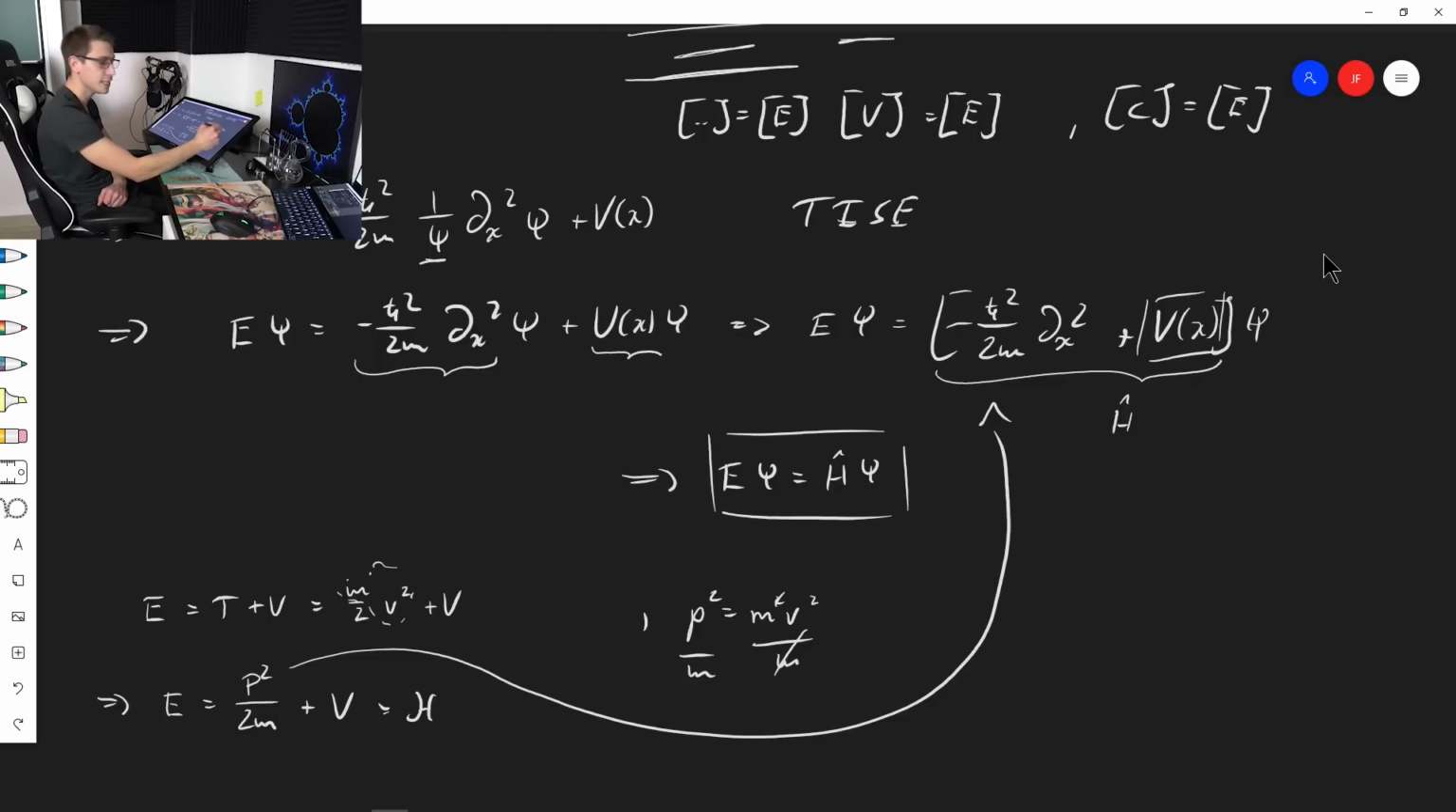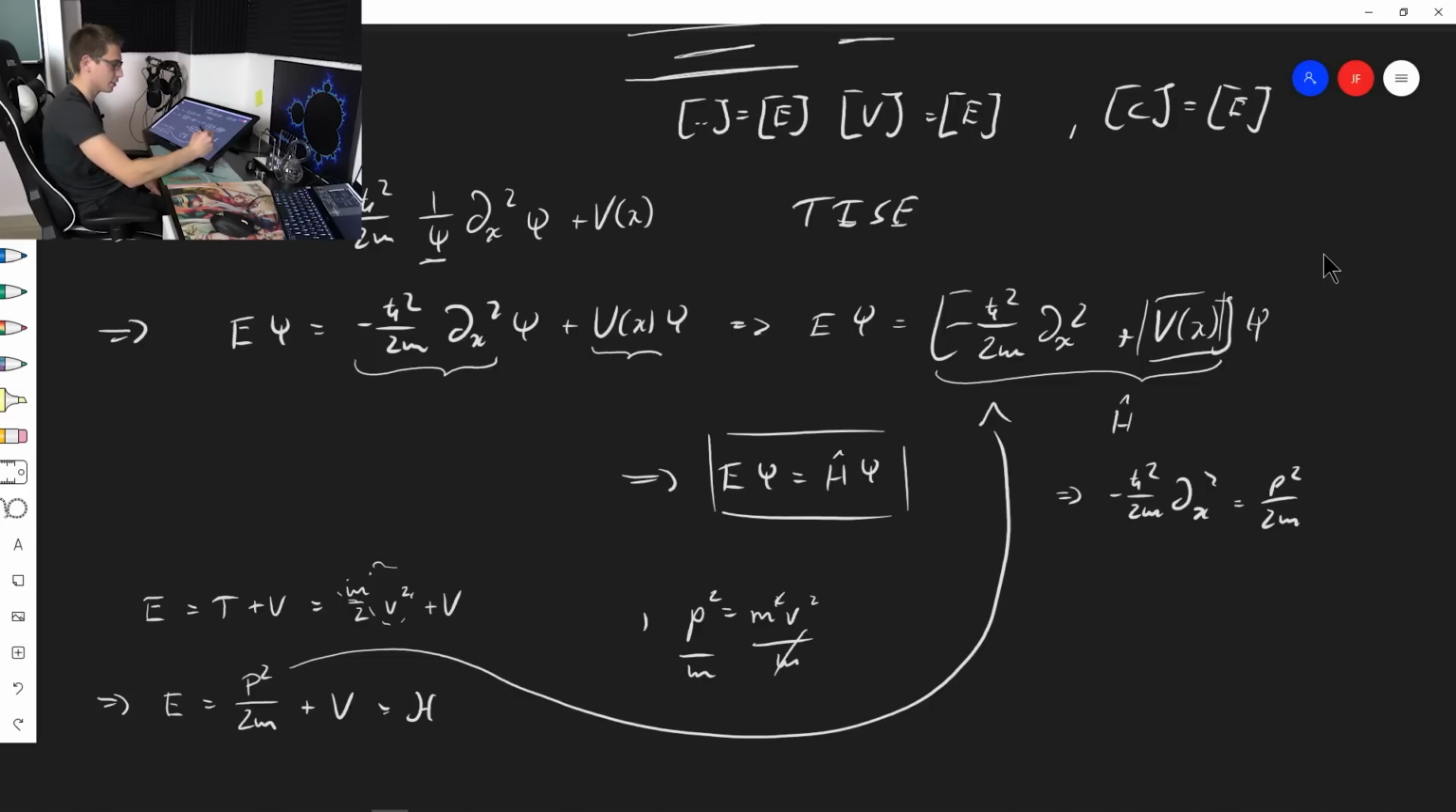Our potential V is still the same, but the kinetic energy part in the Hamiltonian looks kind of different, and we need to make some manipulations to find out what our momentum actually is in a quantum mechanical system. It's rather easy to find out what our momentum needs to be by just equating our kinetic energy parts. So we have negative h bar squared over 2m, and don't forget the operator del x squared, must be equal to p squared over 2m.